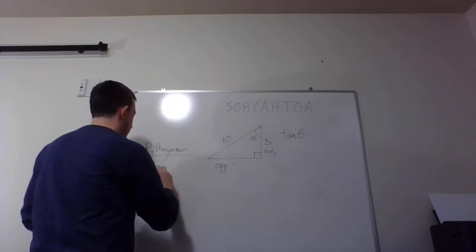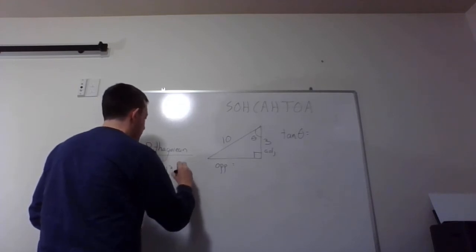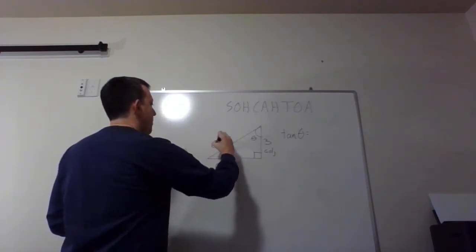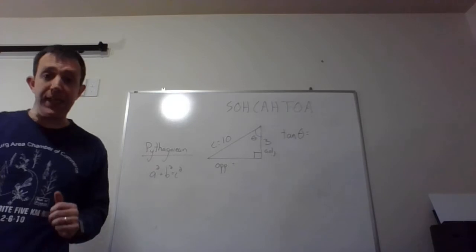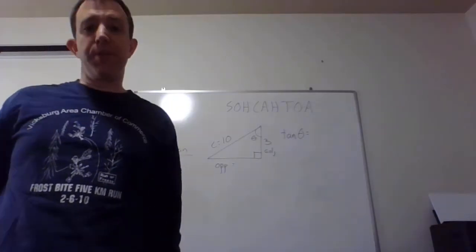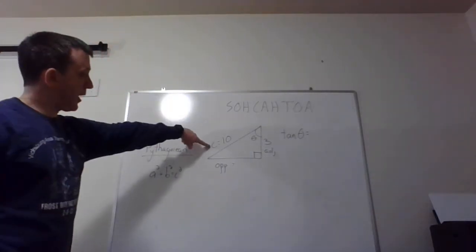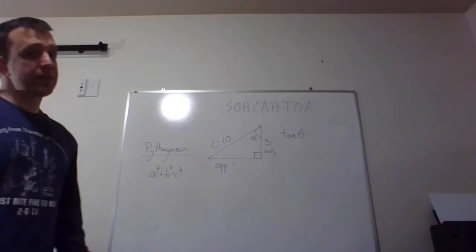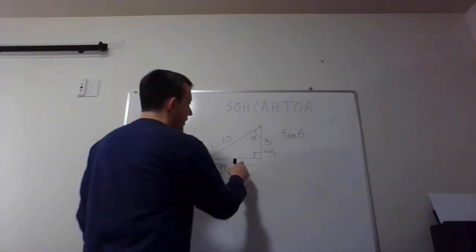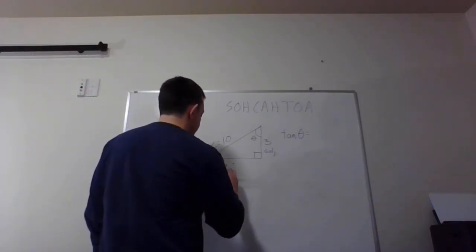which says a squared plus b squared is equal to c squared. Please keep in mind the hypotenuse is always c. A and b are interchangeable, they don't matter. But the hypotenuse has to be c. Otherwise, it's not going to work. So I need to find this side. So let's call this a.